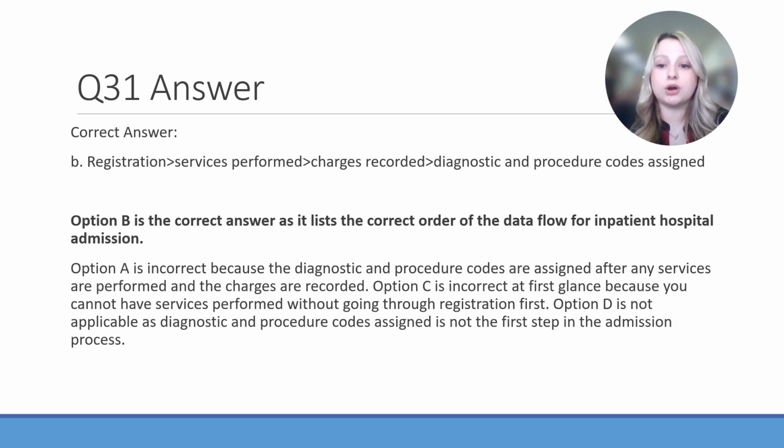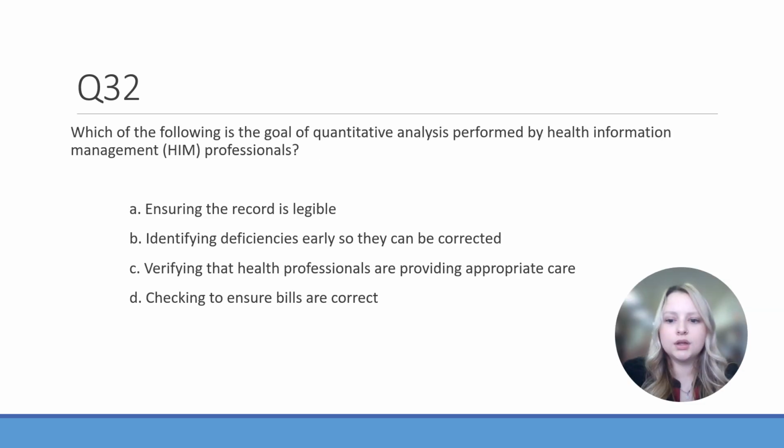Option B is the correct answer as it lists the correct order of the data flow for inpatient hospital admission. Option A is incorrect because the diagnostic and procedure codes are assigned after any services are performed and the charges are already recorded. Option C is incorrect, and we can see this at first glance because you cannot have services performed without going through registration first. And lastly, option D is not correct as diagnostic and procedure codes assigned is not the first step in the admission process. All right, moving on to our last question, question 32.